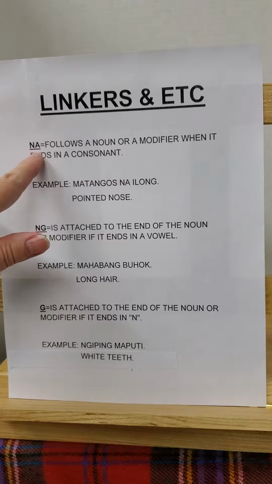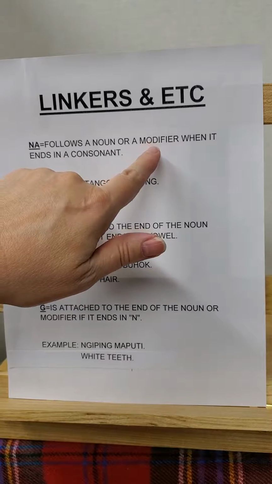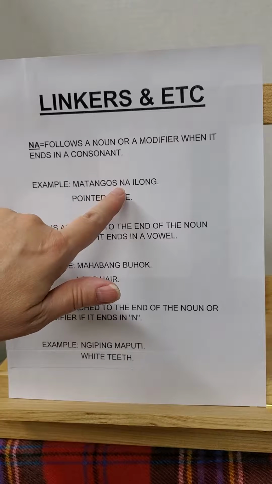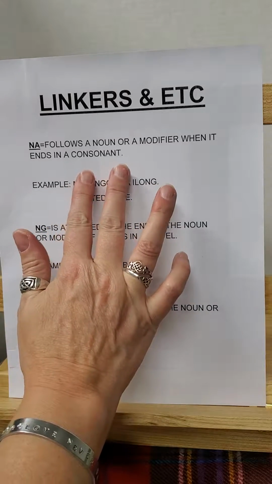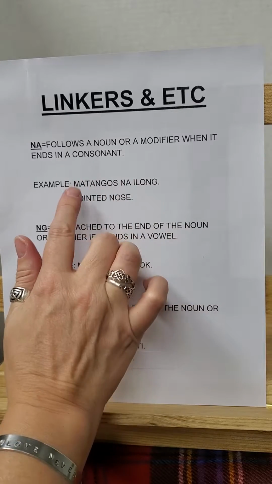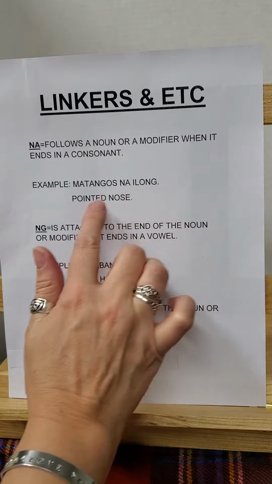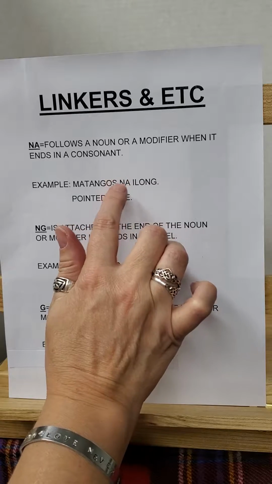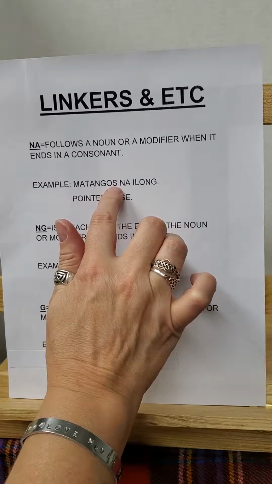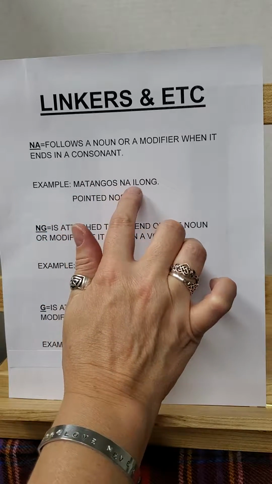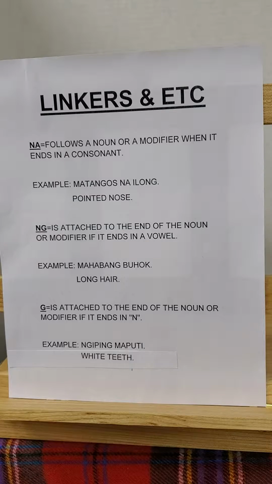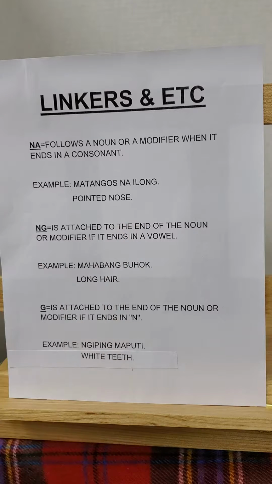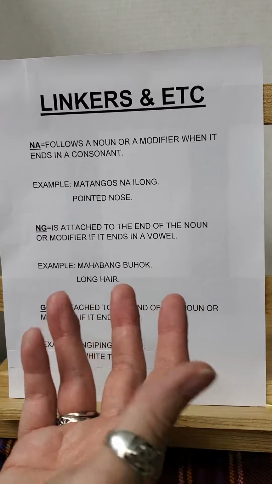Na, N-A. Now, this follows a noun or a modifier when it ends in a consonant. For example, matangos na ilong. Remember, that's our special character, ngo. Matangos na ilong, pointed nose. So this has the linker na in it, because this is a modifier ending with a consonant, S. Now, a noun could be like someone's name or like the dog. So you would say, aso na.